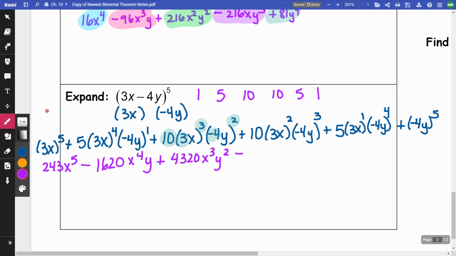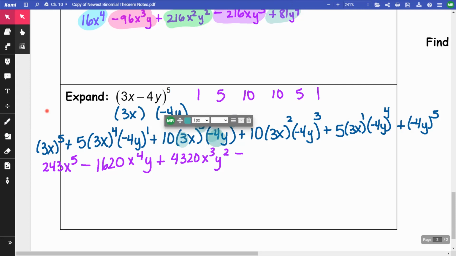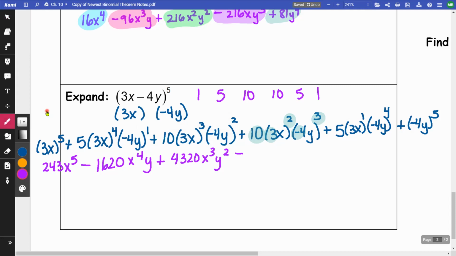And this time when I'm doing it, I'm going to have a 10. I'm going to have a 3 squared, which is a 9. I'm going to have a -4 to the 3rd, which is going to be a -64. So I have a 10 times 9 times a -64. I end up with a -5,760 x to the 2nd, y to the 3rd.